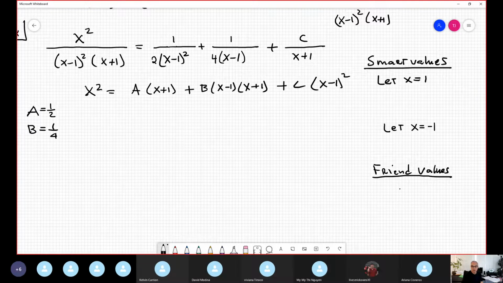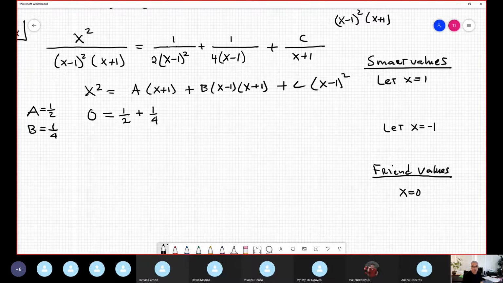Let's use x equals 0. So this is an easy value to use. No 100, no 1000, no. 0 squared is 0. Now 0 plus 1 is 1, and A is 1/2, plus B, which is 1/4.